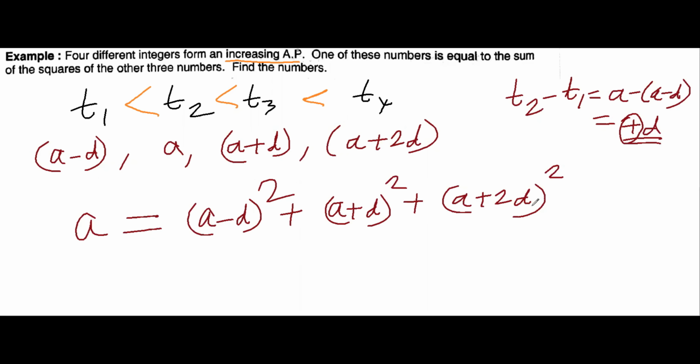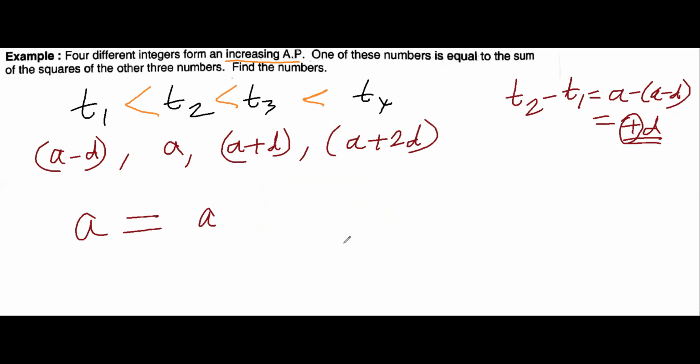प्लस (A+2D) द होल स्क्वायर, किसी भी हालत में ये A नहीं होगा। क्यों नहीं होगा? क्योंकि ये (A−D) द होल स्क्वायर है। This will give you some positive number, and this can never be equal to A. Why? Because already there is A minus D something, here again A plus D something, and here again A plus 2D the whole square something. So this will never be equal to A. So this approach is wrong.